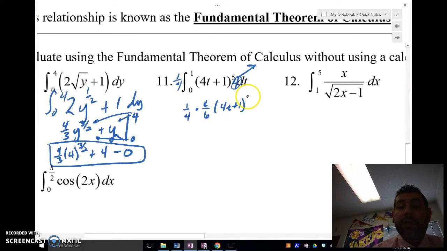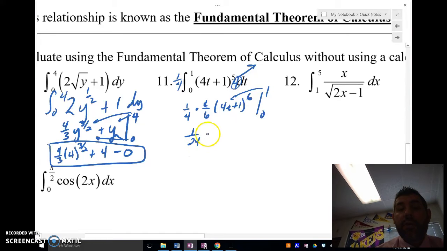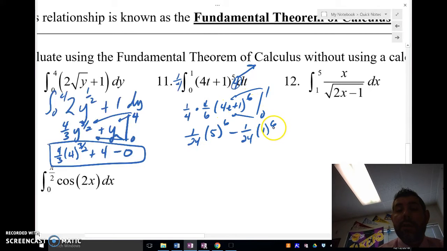4t plus 1 raised to the 6 because I'm adding 1, divide by 6, and we're evaluating that from 0 to 1. So again, I'm going to plug in my 1 here first. So I'm going to have 1/24 times 5 to the 6th power minus, plug in 0. That's just 0. Well, hold on. That's not 0 because I'm going to have 1, right? So I'm going to have 1/24 times 0, 1 to the 6th. All right, so there we go. That's good enough as an answer.